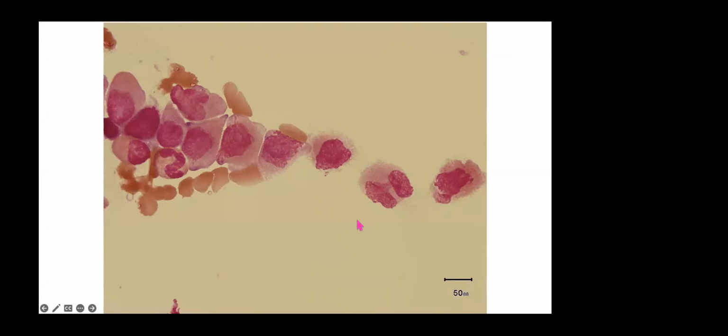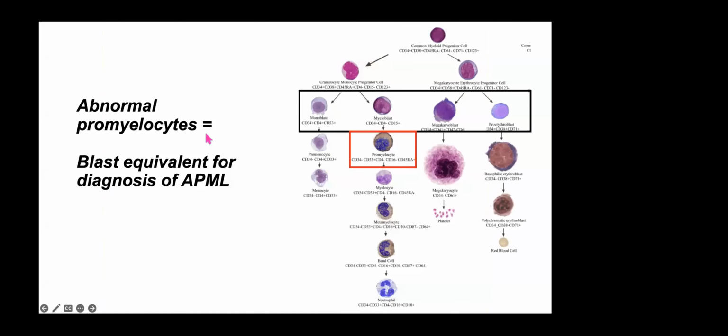This is another example of abnormal promyelocytes. But these abnormal promyelocytes really do not show prominent Auer rods, but instead, the cytoplasm appears orangophilic or granulated. So APL, or M3-AML, can also present this way. And some of the cells, as you can see, appear binucleated. Now, abnormal promyelocytes are considered blast equivalents for AML.